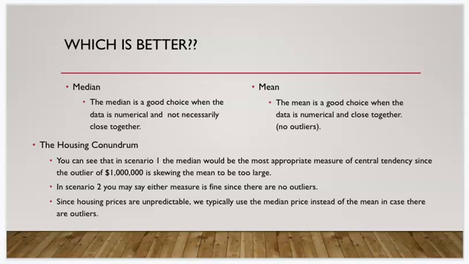There's no outliers. You can see that in scenario 1, the median is most appropriate since there's an outlier of $1 million that's skewing the mean to be too large. Remember, our mean in scenario 1 was $250,000, whereas our median in scenario 1 was only $91,000. In scenario 2, you can say either measure is fine since there's no outliers. Since housing prices are unpredictable, we typically use the median price instead of the mean in case there are outliers.